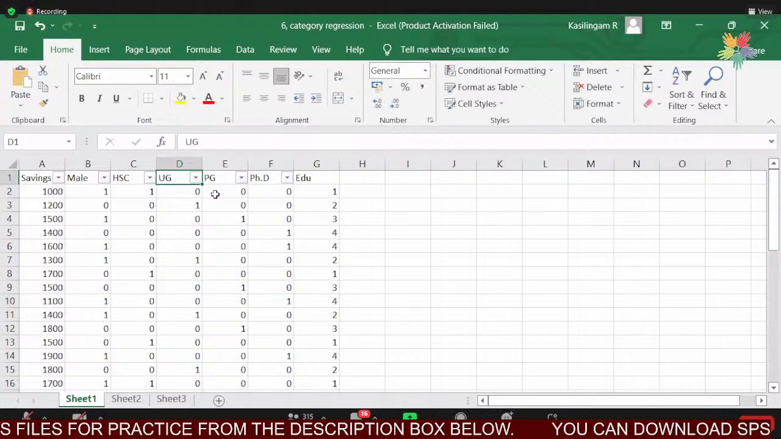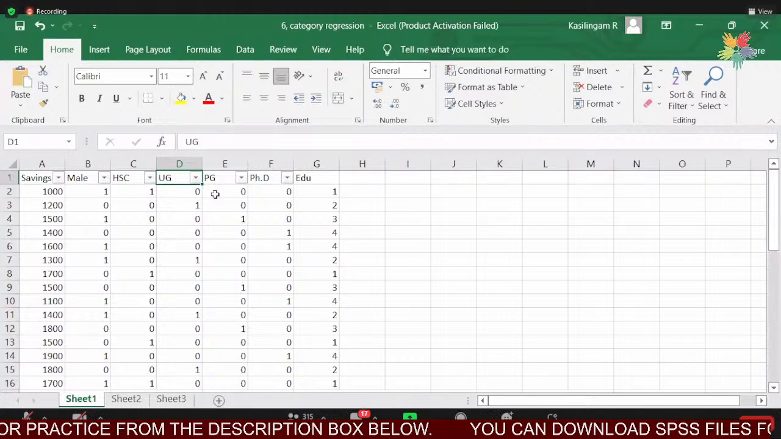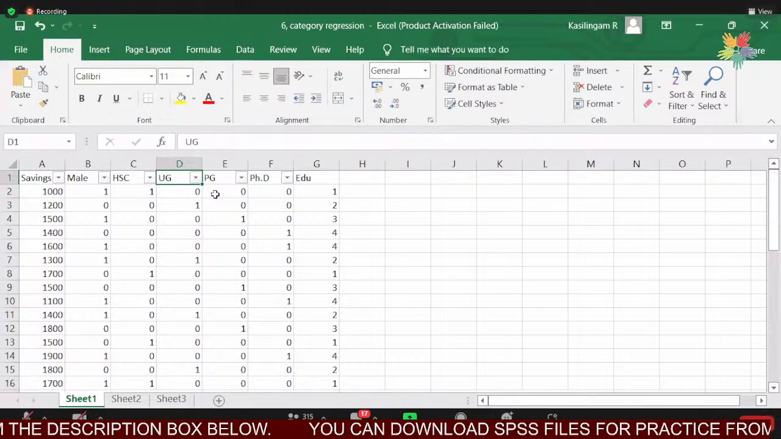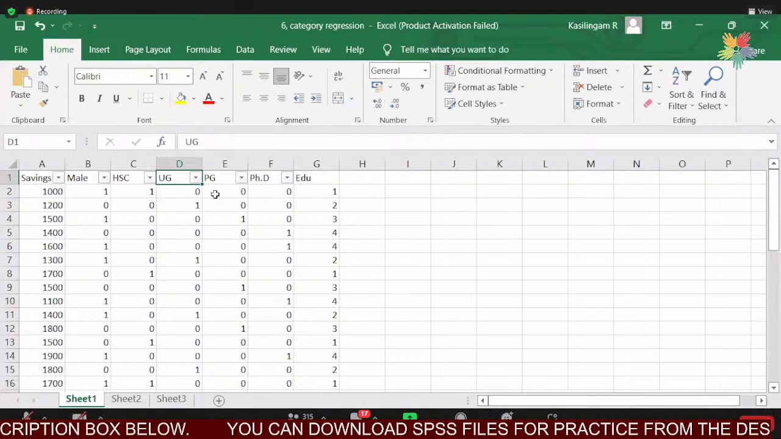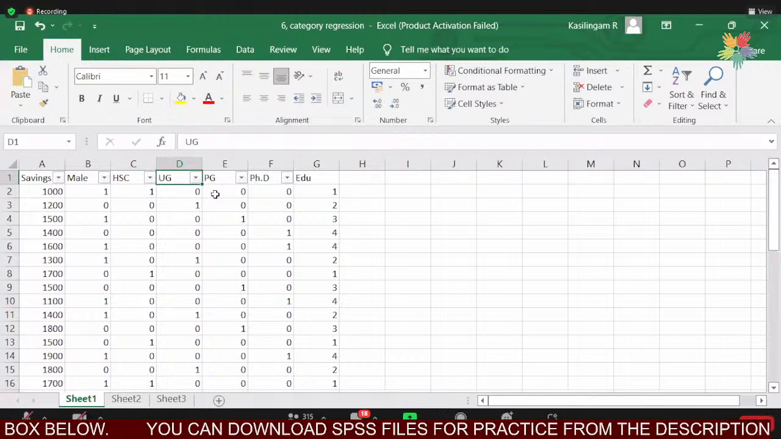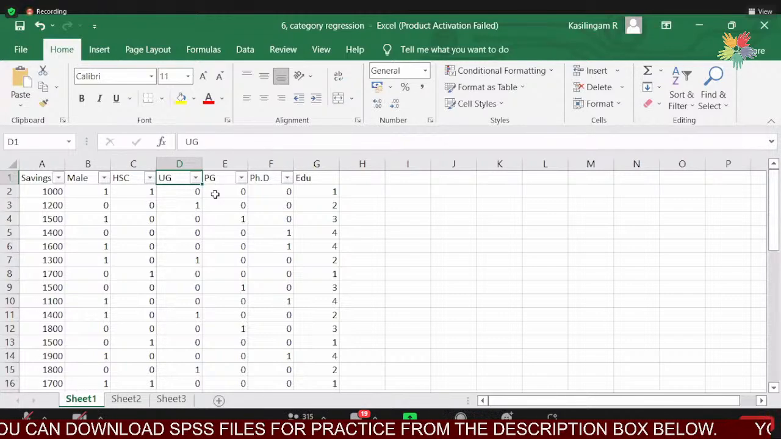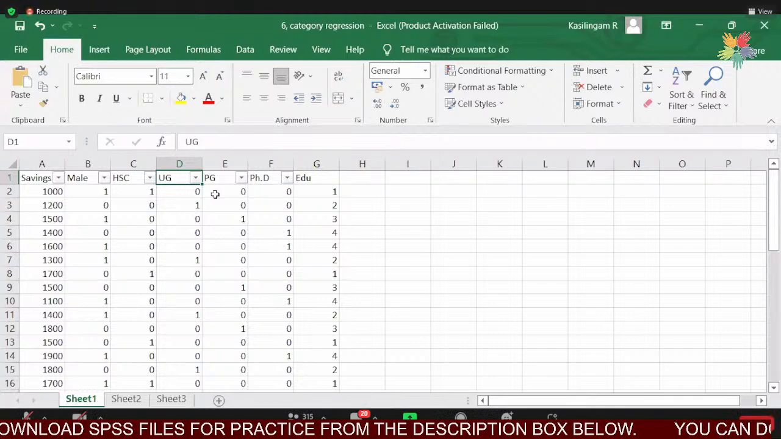For HSC? Sir, that has to be minus 25, I think. Yes, very good, it should be minus 25. For UG? Minus 75. Minus 75, very good. And for PG, plus 75. That's all, right.